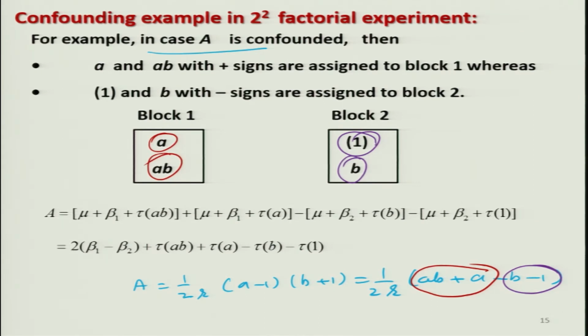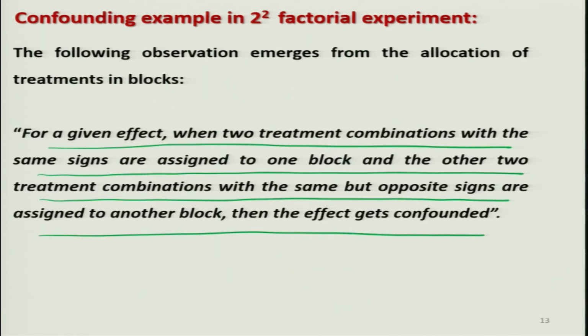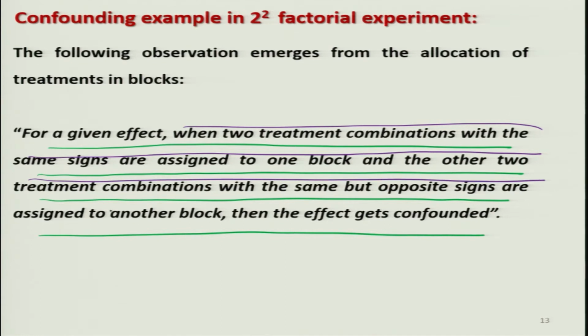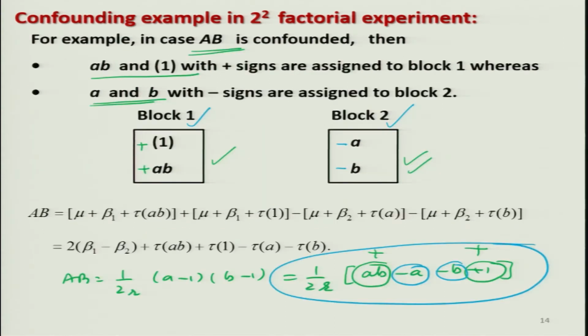So, once again you are trying to do the same thing. Now I can say that in case you want to confound A, try to write down A in this way in terms of the treatment combinations, and try to assign all the treatment combinations which are appearing with the same signs in one block and with the opposite sign in another block. So, that is what we have done, and that is what I have written here, that for a given effect, when two treatment combinations with the same signs are assigned to one block and the other two treatment combinations with the opposite signs are assigned to another block, then the effect gets confounded. But now this is happening, yes, we all agree that this phenomenon is working, but can you tell me why this is happening?